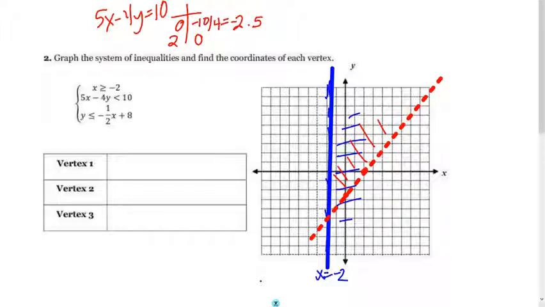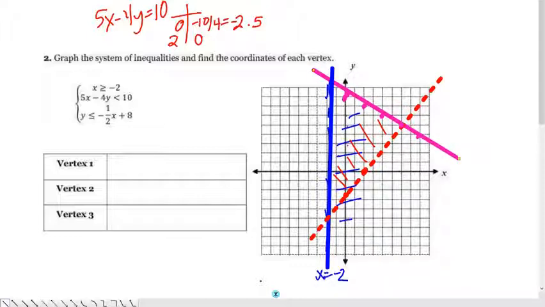And the last one, the kind we already know we all like to graph, -1/2 x plus 8. So I'm going to count up 8. And then my slope is -1/2, so down 1/2, down 1/2, and so on. And then this will be a solid line. Back to my solid line. And go ahead and draw that one in.